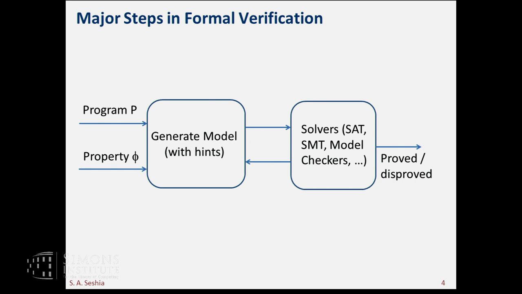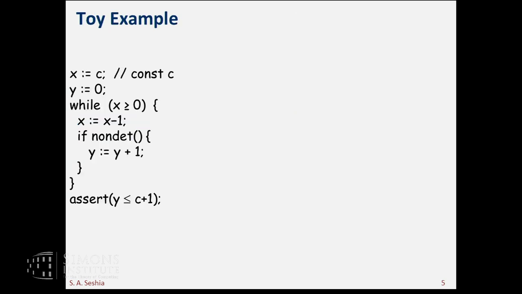All right, so the way this works is you take the program and the property, and you generate an internal formal model, which typically has to have hints to the prover so that it can actually make progress. Then at some point, you throw it over to a solver, could be a SAT solver or an SMT solver, a model checker or something. The solver churns away and may need more hints, and this process iterates until you get an answer, hopefully. So let's look at a toy example and see how this may work.